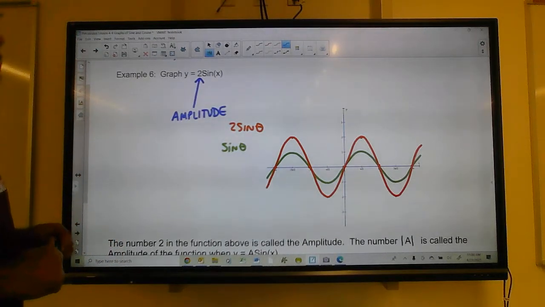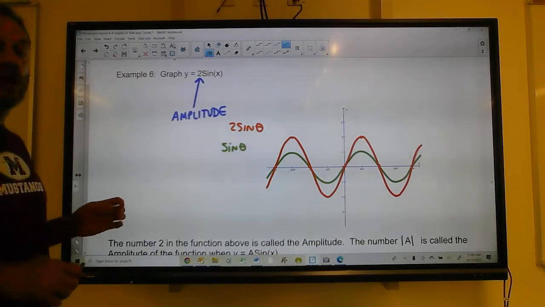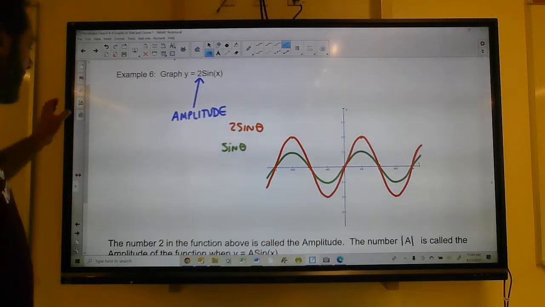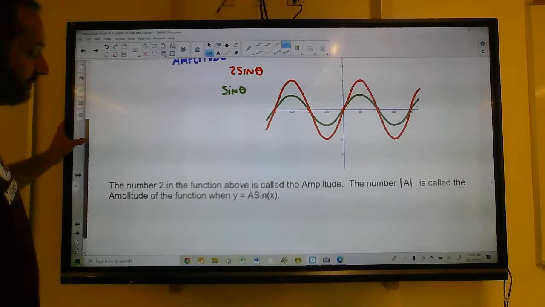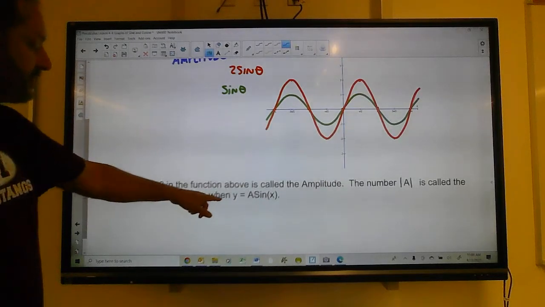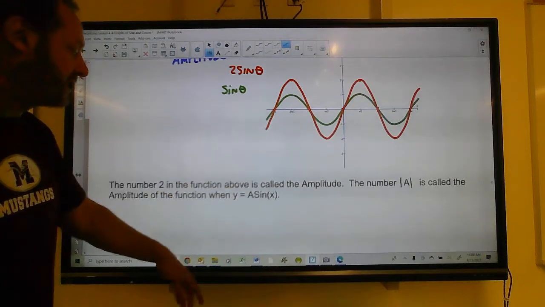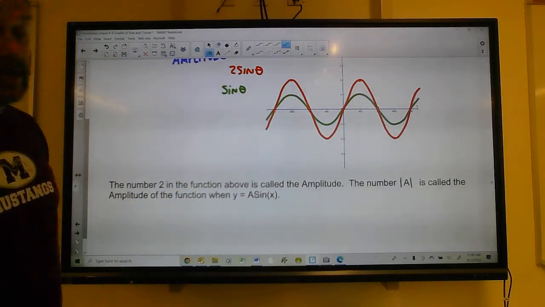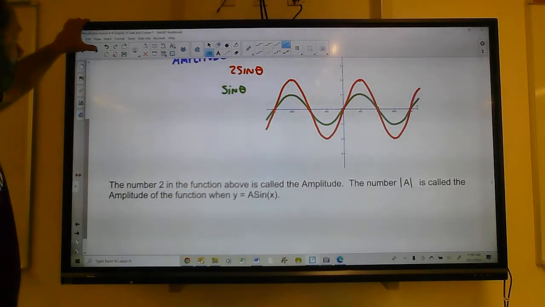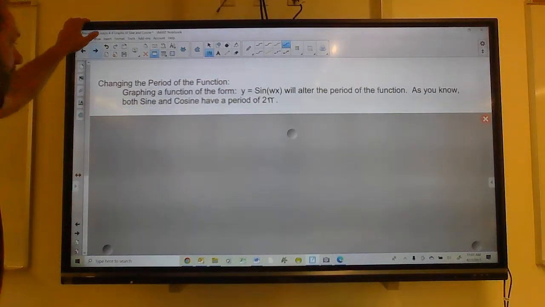Answering an amplitude question is the easiest question in the world. However, you need to get it exactly right, or it's going to be wrong. So when y equals a times sine x, or cosine x, or tangent x, the amplitude is going to be the a, the absolute value of the a.